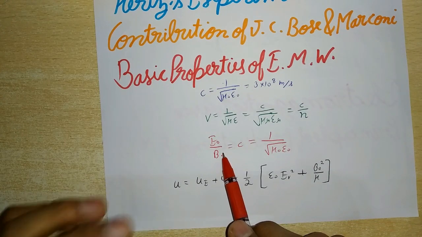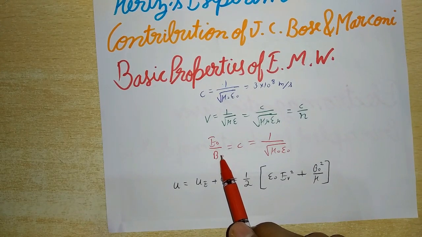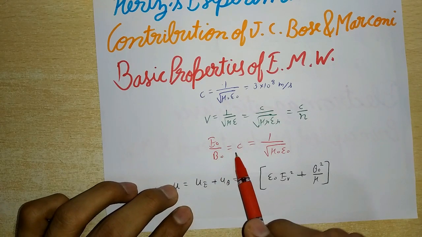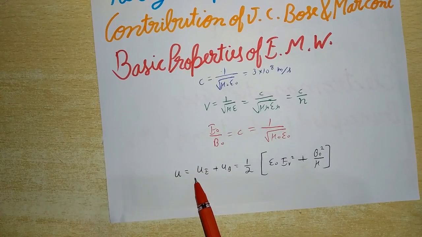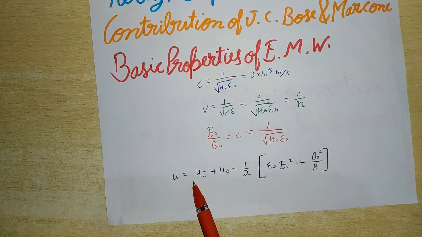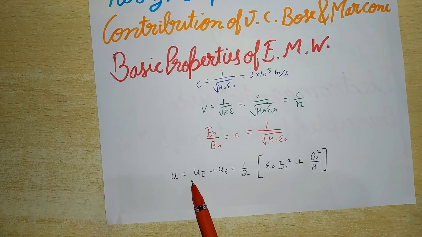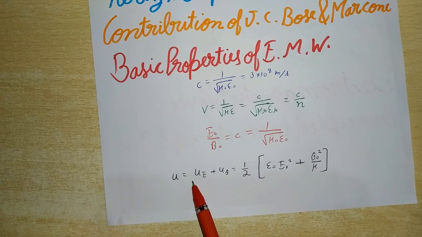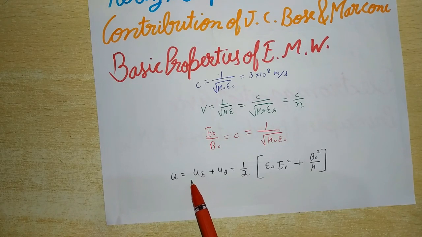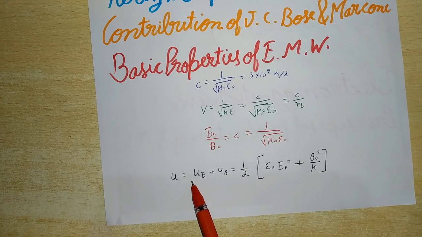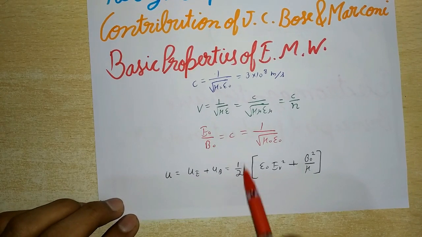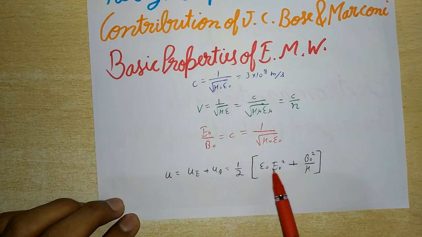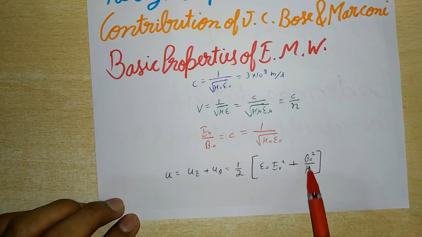Now, the fifth property is that the ratio of the amplitudes of the electric and magnetic fields, E naught upon B naught, is equal to c, which is equal to 1 upon root mu naught epsilon naught. And now, sixth property: electromagnetic waves carry energy as they travel through space, and this energy is shared equally by the electric and magnetic fields. The average energy of an electromagnetic wave is U equal to UE plus UB, which is equal to half in the bracket epsilon naught E square plus B naught square upon mu.